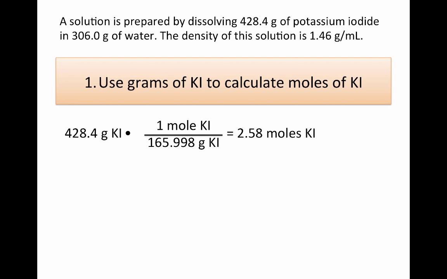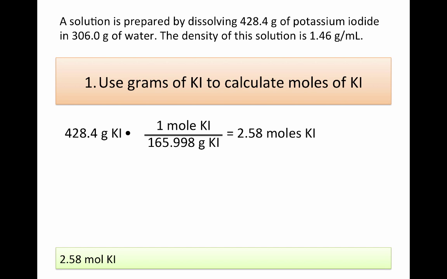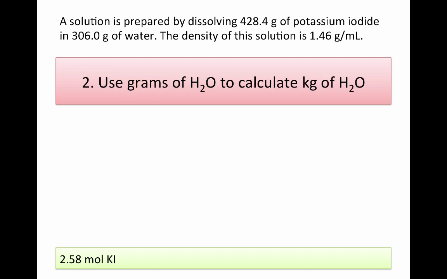Again, this is something that we're going to use later, so we're going to store it down here at the bottom of the screen on our green bar here. Let's go on to the next step. The next thing that we needed to calculate was the mass of the solvent in kilograms. Now, they've actually given us the mass of the solvent in grams, so that's very convenient, because all we have to do is convert grams to kilograms, and that's a very simple calculation.